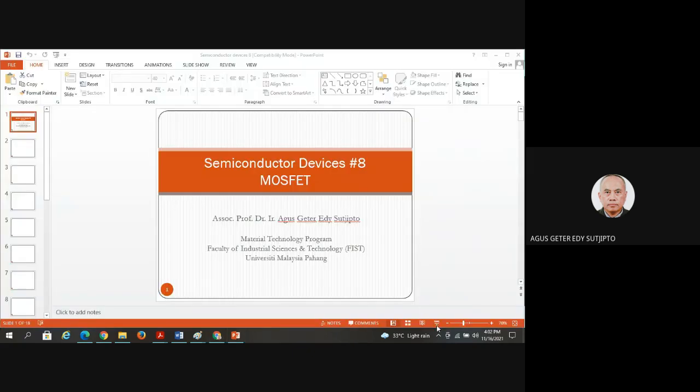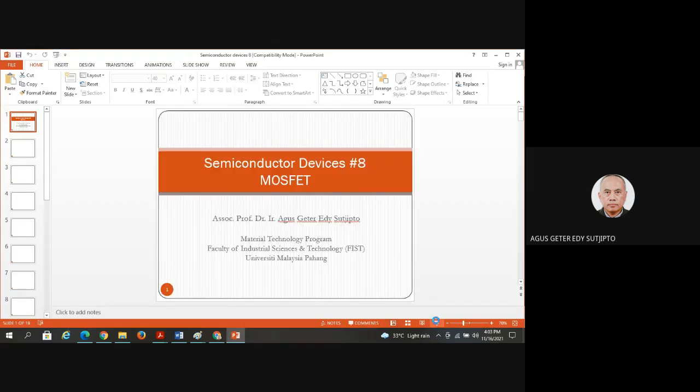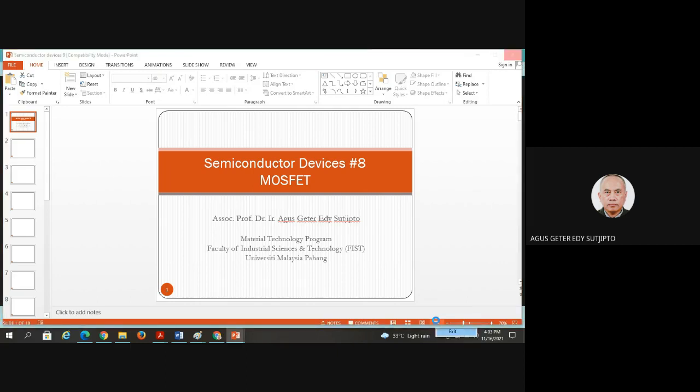Now we have a new topic regarding semiconductor devices. That is the MOSFET. MOSFET stands for metal oxide semiconductor field effect transistor.